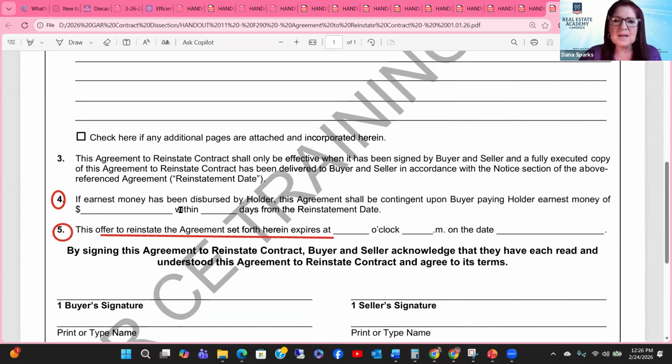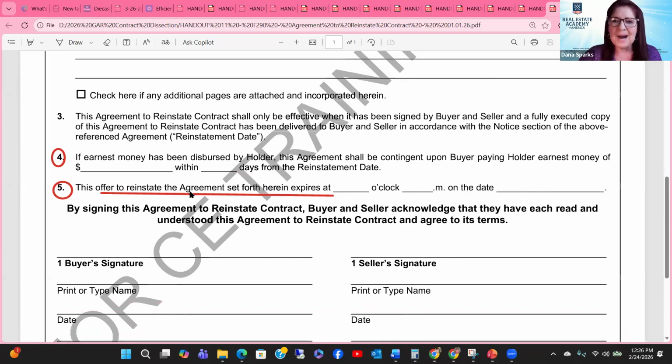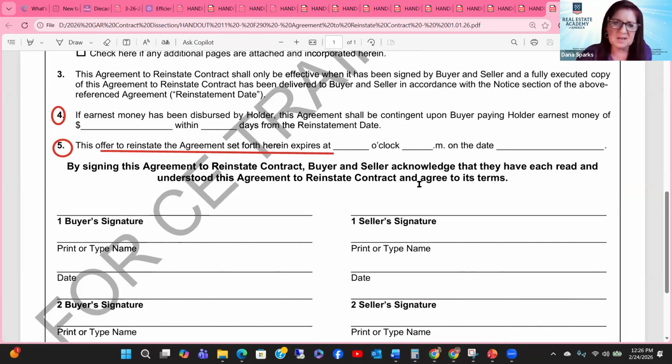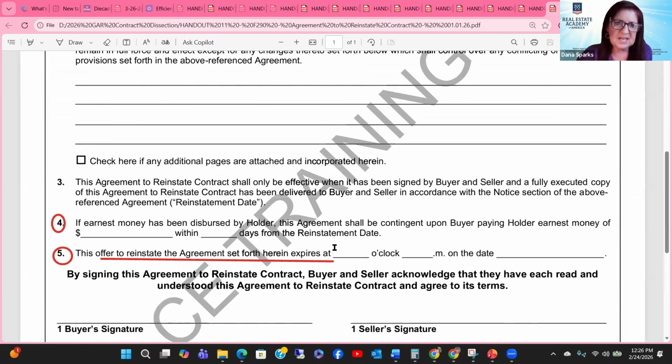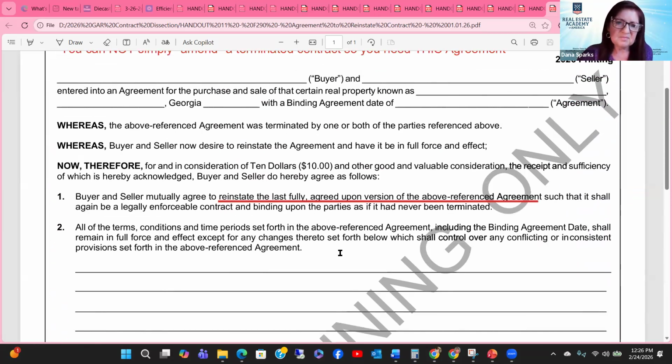Let me go through this and then I'll give you an example. If earnest money has been dispersed, the buyer is going to have to pay it again. If earnest money has not been dispersed, it just stays on hold with the holder. And this offer to reinstate the agreement expires at whatever date and time, and then you sign it. Let me give you an example.